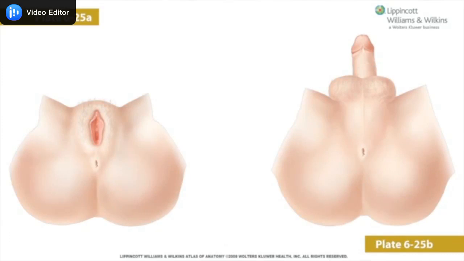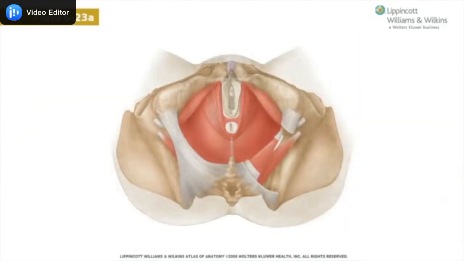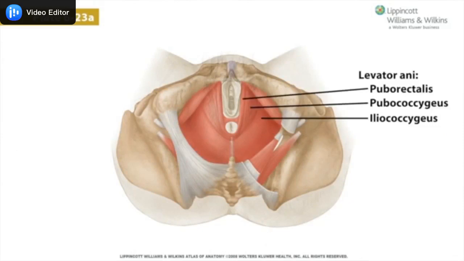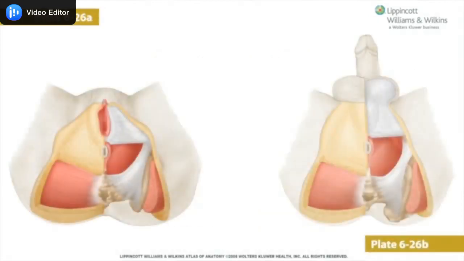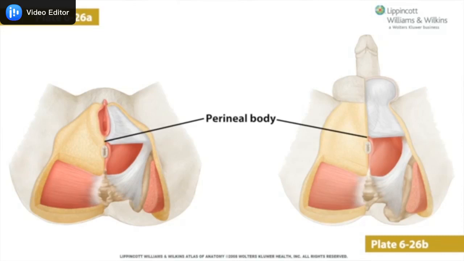The floor of the perineum is the skin between the thighs. The roof is the pelvic diaphragm, which is the combination of the levator ani and the coccygeus that separates the perineum from the pelvis. Centrally located in the perineum is the perineal body, or central tendon of the perineum, to which fascial layers and muscles, including part of the levator ani, attach and anchor themselves.